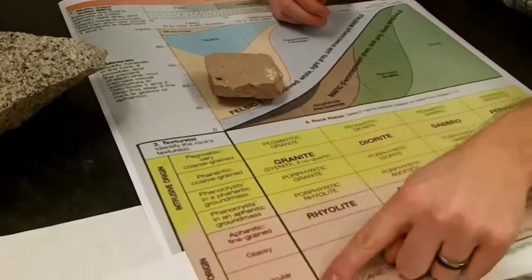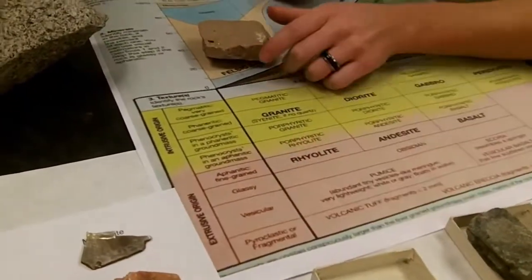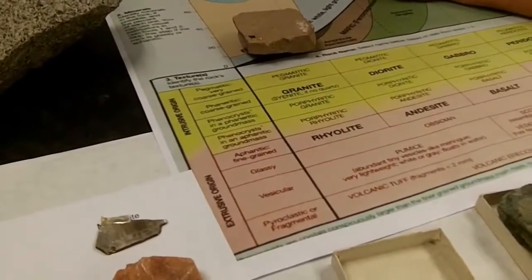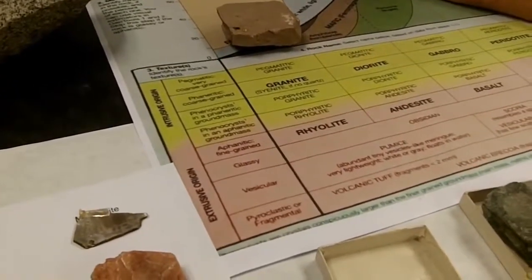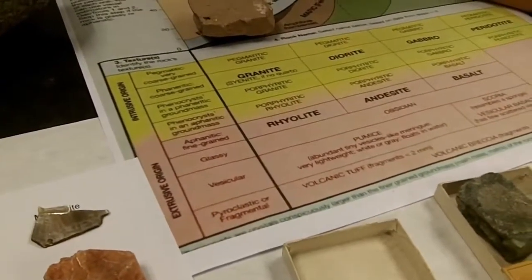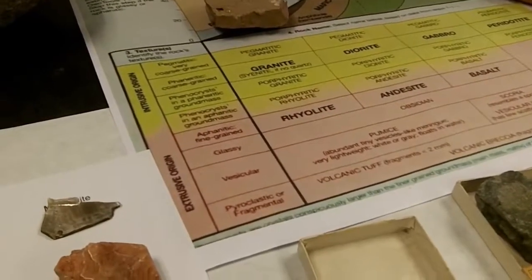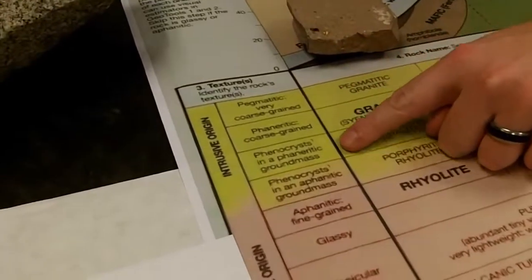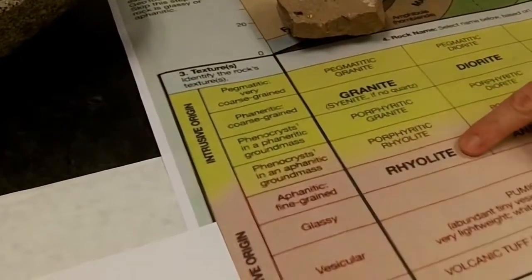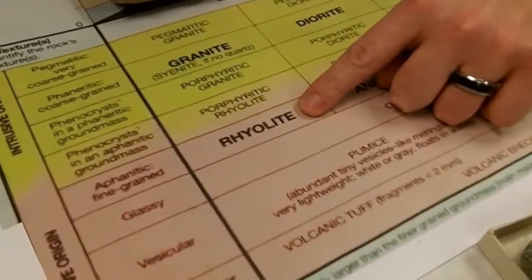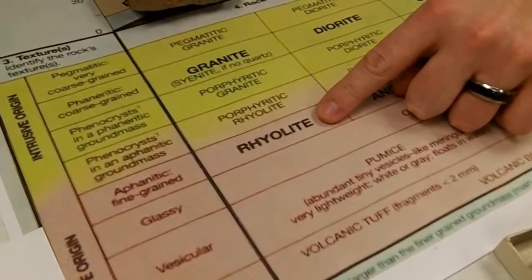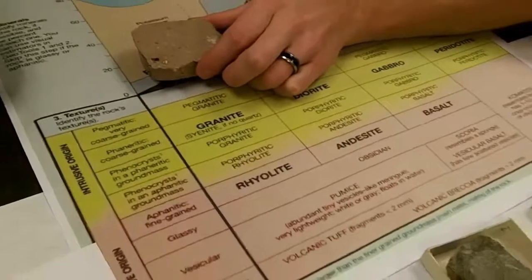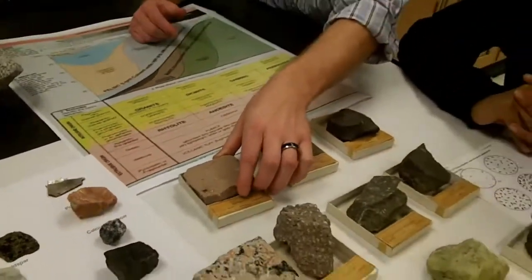Now we've got to go vertically here, so we have to figure out our texture. So what's the texture? Do you guys think this has really large crystals or really small crystals? Small crystals. So is that phaneritic or aphanitic? Aphanitic. Good. So if we take a look, we're just going to follow this down until we get to aphanitic, and we get ourselves, what do we have? Rhyolite. Perfect. Okay. Making sense so far? That's pretty easy, guys, huh? Yeah. Good. All right, you guys want to try another one?